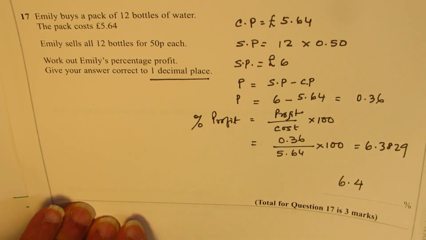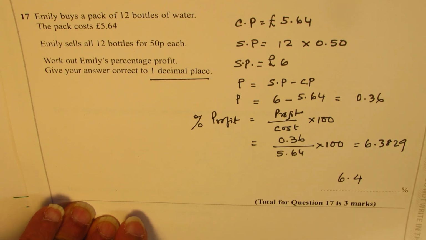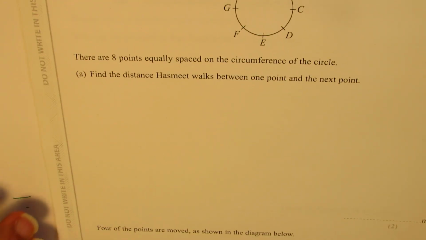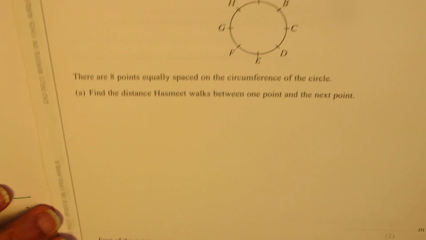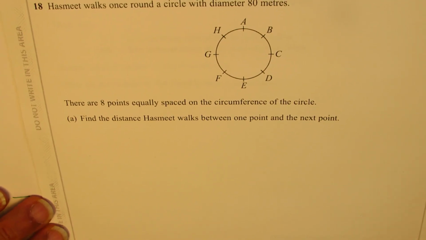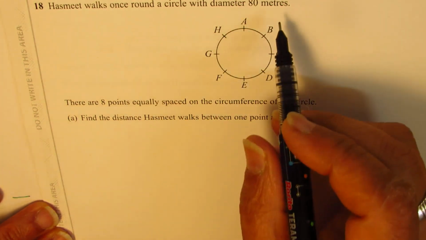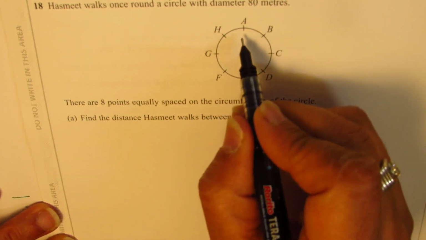Now let's look into the next question, which is Smith walks once round a circle with diameter of 80 meters. So the diameter is 80.